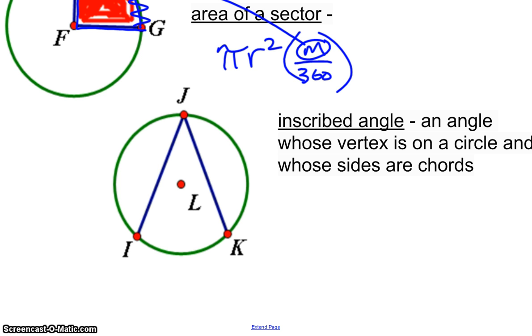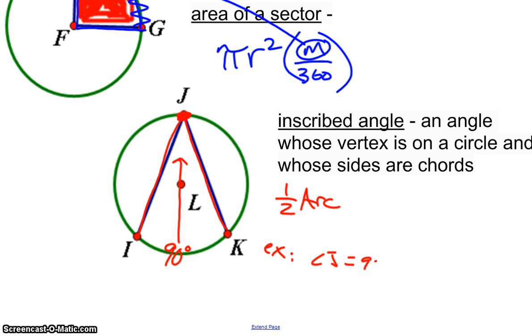And an inscribed angle is an angle whose vertex is on the circle and whose sides are chords. Chords that meet with a vertex on the circle. And an inscribed angle is half of the measure of the arc. So angle J, let's just say, for example, that arc IK is 90 degrees. And the measure of angle J would equal 90 divided by 2, which is 45 degrees.